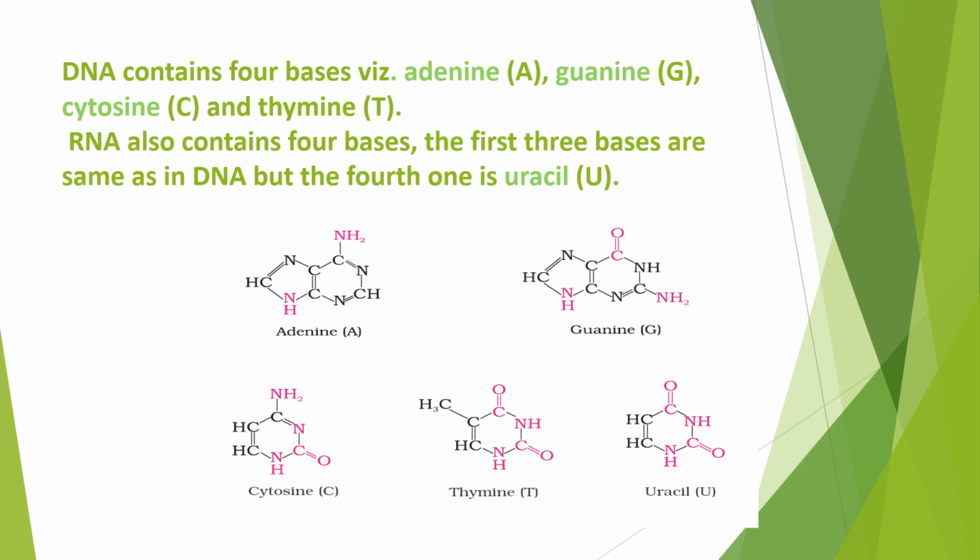DNA contains four bases: adenine, guanine, cytosine and thymine. RNA also contains four bases, but the first three bases are the same as in DNA. Thymine is absent in RNA. Instead of thymine, it contains uracil. So these are the structures of the nitrogenous bases. Next, we will study the structure of nucleic acids.